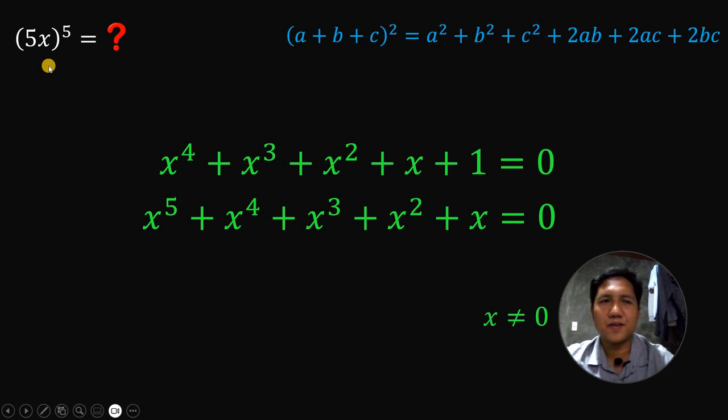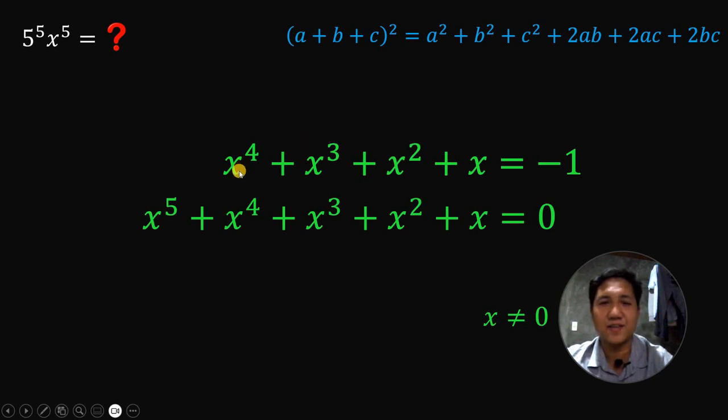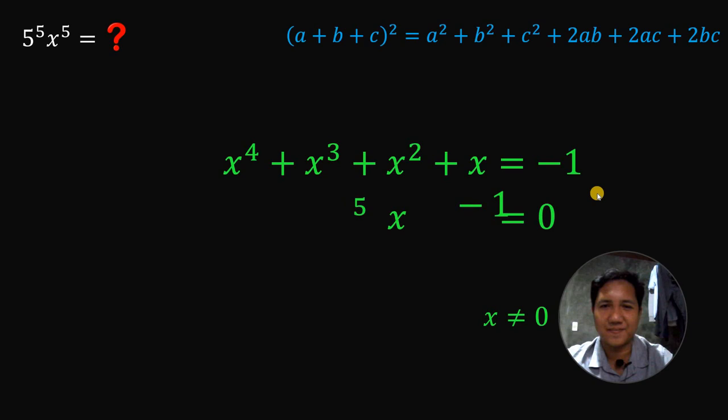Now, let's focus on the expression that we want to evaluate. We want 5x raised to the fifth power, or simply 5 raised to the fifth power times x raised to the fifth power. We have now x raised to the fifth power. And looking at the next expression, x raised to the fourth power, x cubed, x squared, and x: in the first equation, if we subtract 1 on both sides, we get that this expression, x raised to the fourth power plus x cubed plus x squared plus x, must be equal to negative 1. So, we can replace this expression after x raised to the fifth power with negative 1, like this.